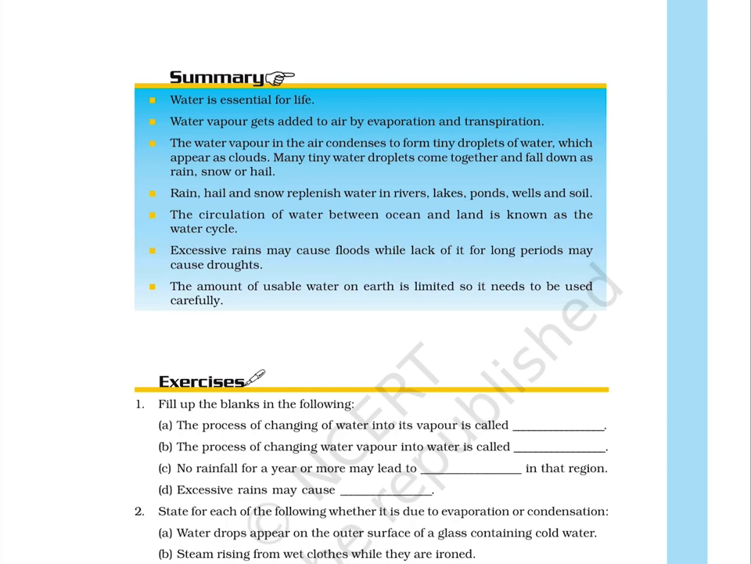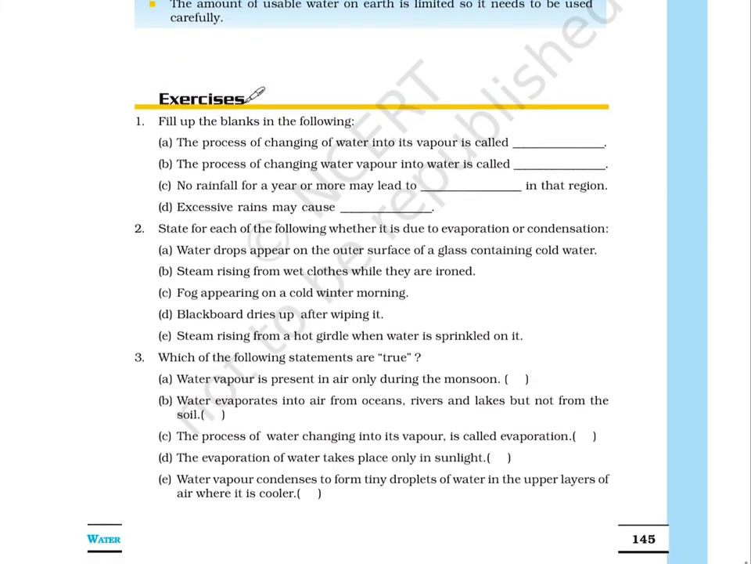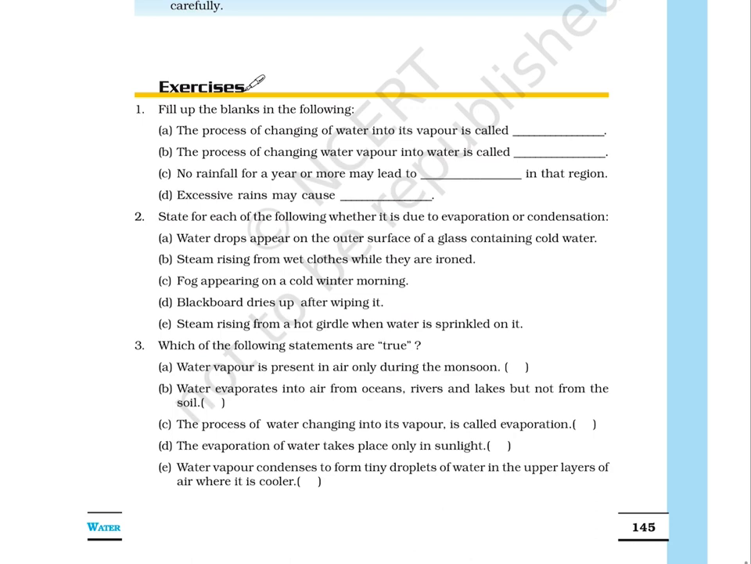Exercises. 1. Fill up the blanks which are given here. A. The process of changing of water into its vapor is called blank. B. The process of changing water vapor into water is called blank. C. No rainfall for a year or more may lead to blank in that region. D. Excessive rains may cause blank.